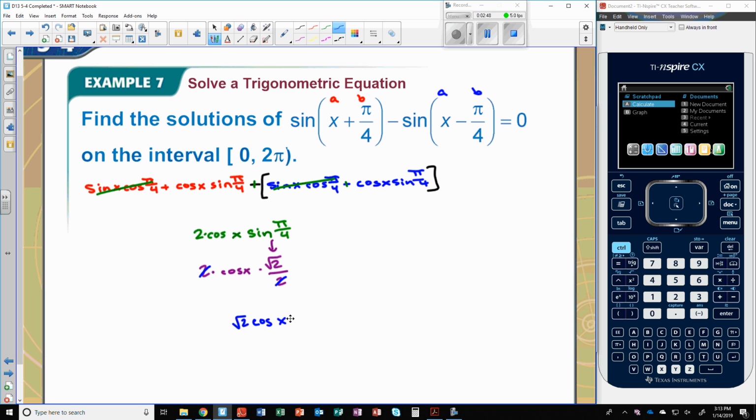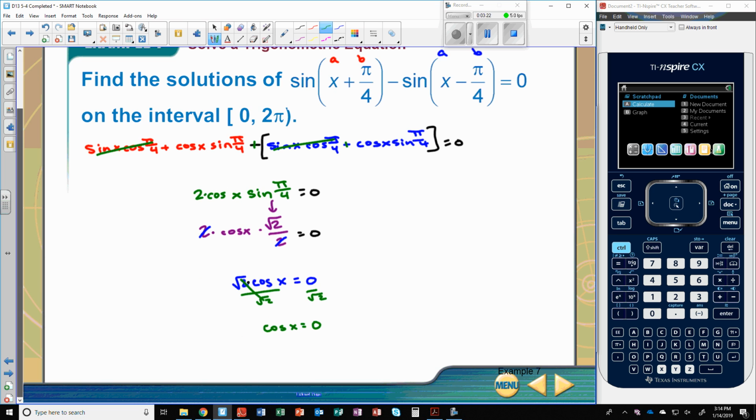You could write it this way, or cosine x with the square root of 2 over there, but I don't want you to get confused. It doesn't belong inside the cosine. So this right there is what I'm getting equals 0. All of this the whole time was supposed to equal 0, so let me add that in here. All right, so now to solve this, I would divide by square root of 2. And I want to know where cosine x equals 0.